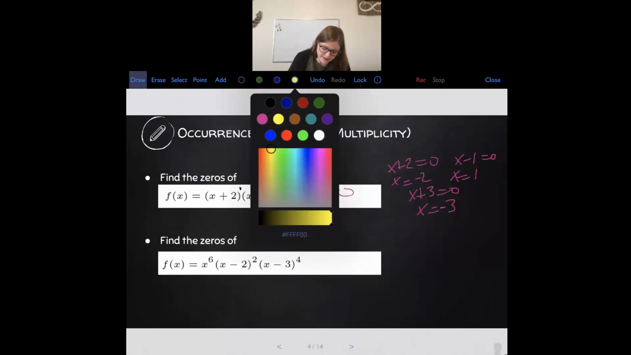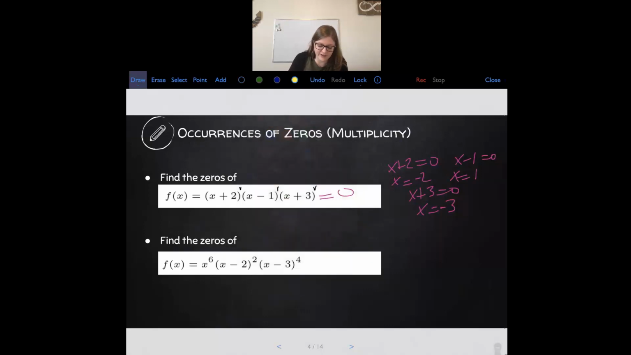In the second one, find the zeros of f of x equals x to the 6th times x minus 2 squared times x minus 3 to the 4th. We're going to set this equal to 0, and we'll set each factor to 0. So x to the 6th equals 0 just gives us x is 0. We have x minus 2 equals 0, which gives us x equals 2. And then x minus 3 equals 0 gives x equals 3.